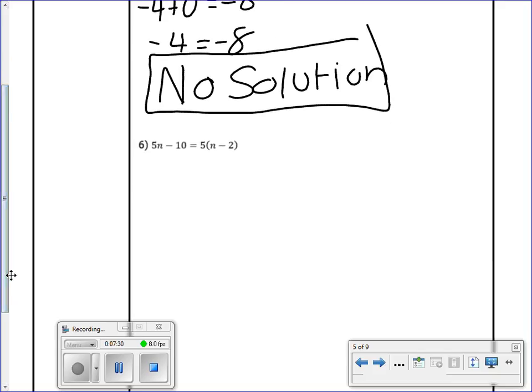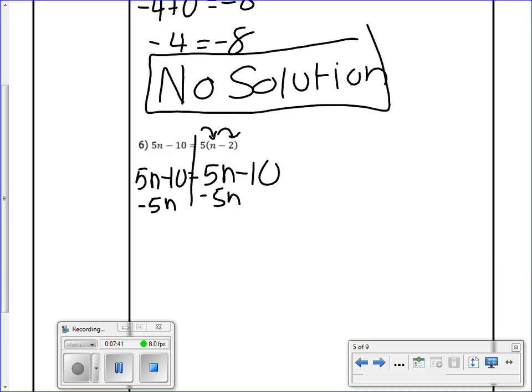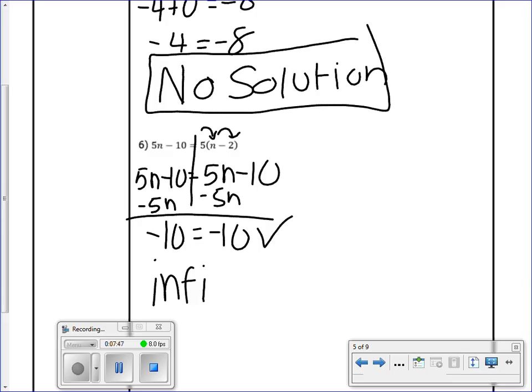And number 6, again, distribute the 5. 5n minus 10 equals 5n minus 10. Subtract 5n. Negative 10 equals negative 10. This is true, so your answer is infinite solutions.